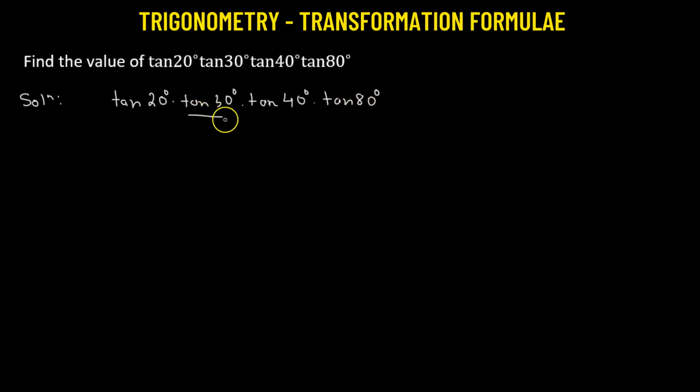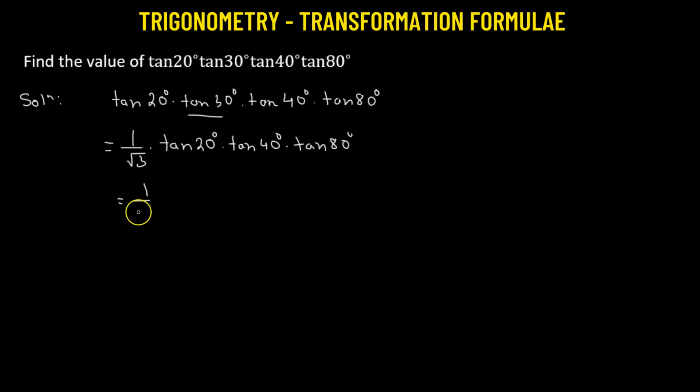Now, except for tangent of 30 degrees, we do not know the values of the remaining trigonometric functions. So let's only use the value of tangent 30 degrees. We know that has a standard value of 1 over square root of 3. So we'll keep it aside and multiply it to tangent 20 degrees times tangent 40 degrees times tangent of 80 degrees. Now, in order to proceed, we'll convert tangent to its equivalent sine and cosine.